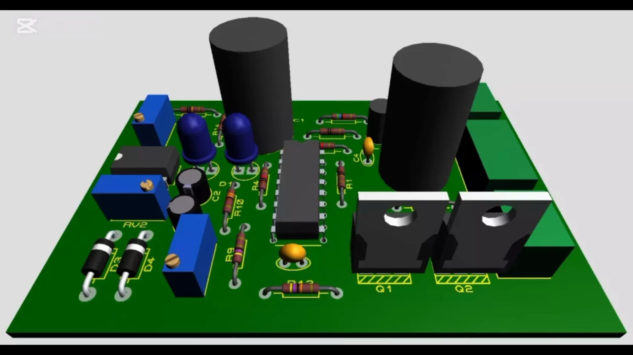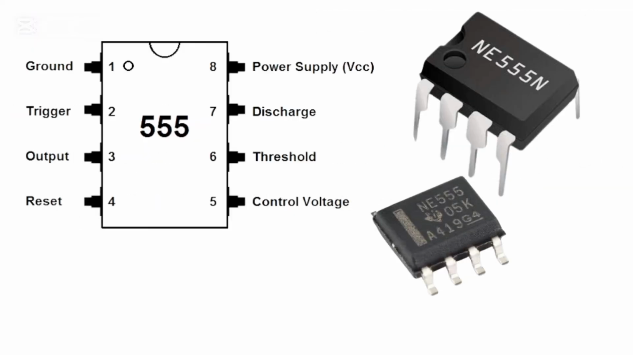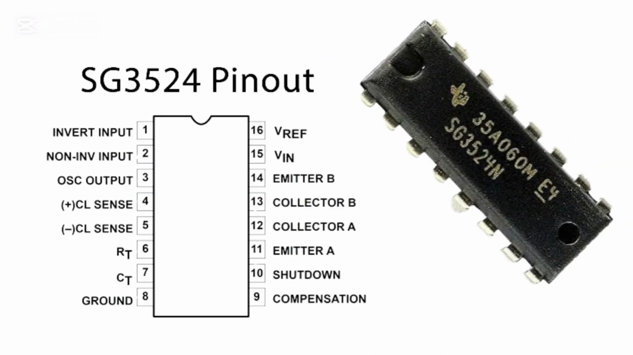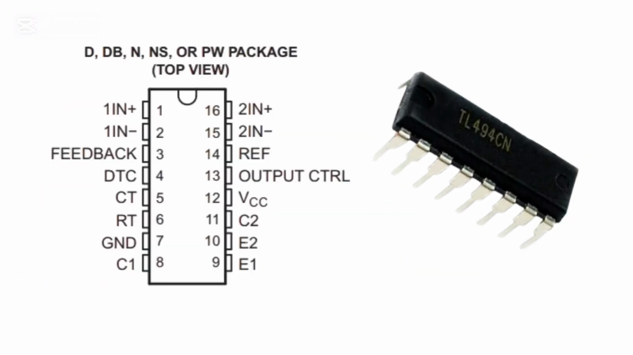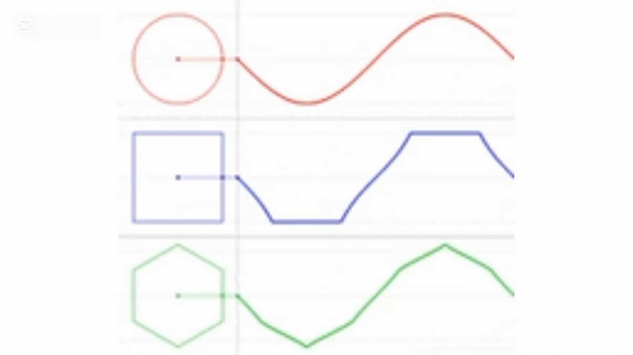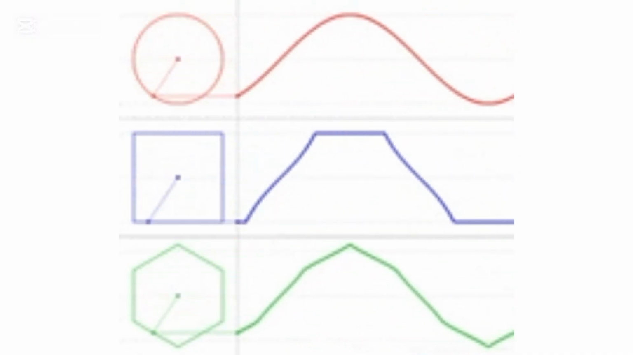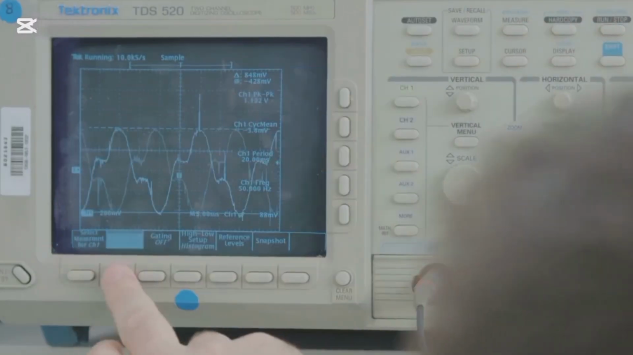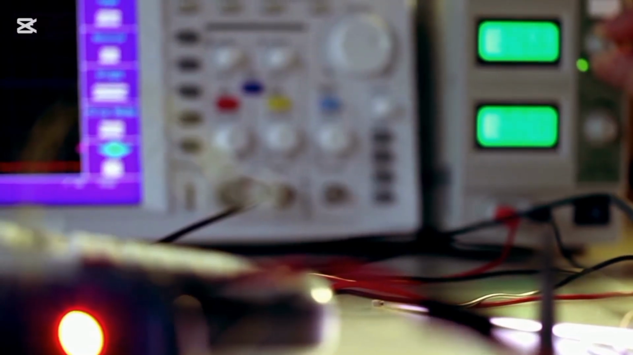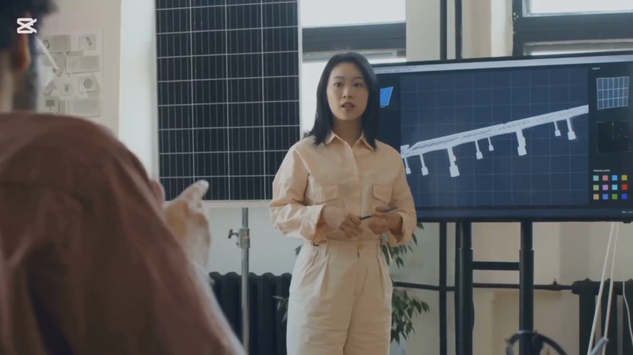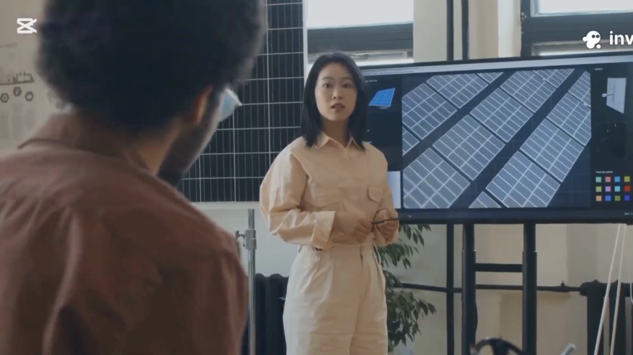Oscillators can be built using simple ICs like the 555 timer, dedicated PWM chips like the SG3524 or TL494, or even microcontrollers. They create square, quasi-sine, or pure sine pulses, which form the timing backbone of the inverter. Oscillation is an essential stage in the process of DC to AC inversion.